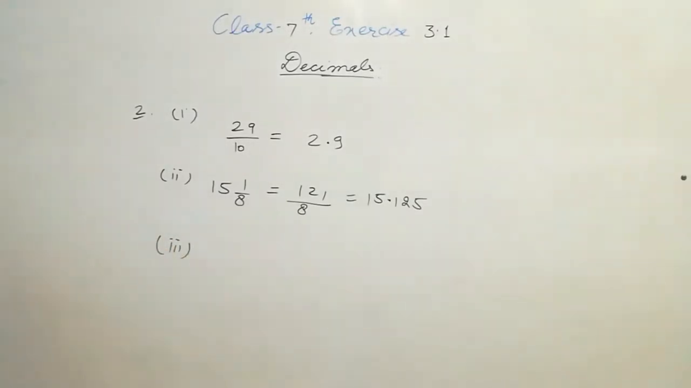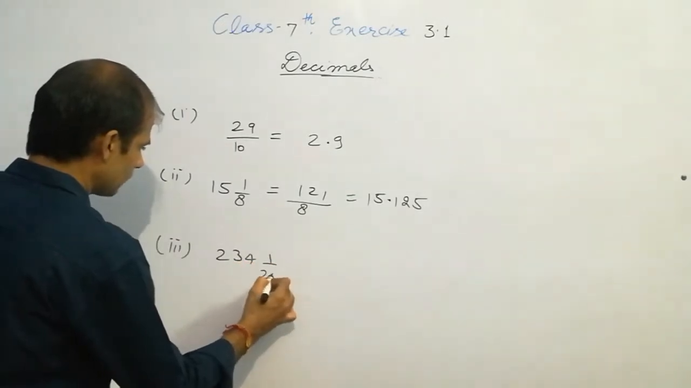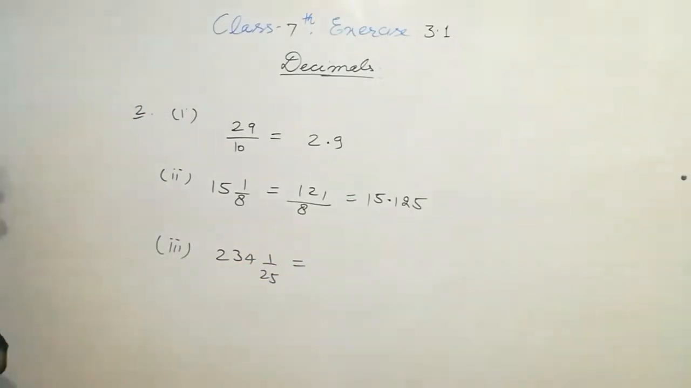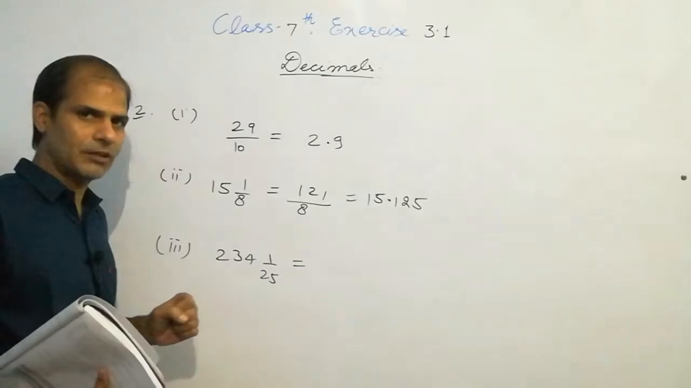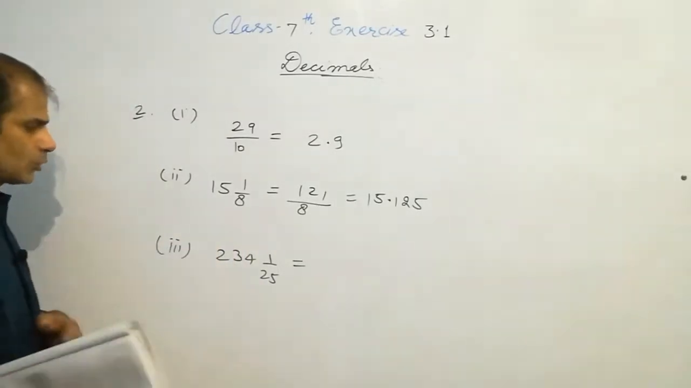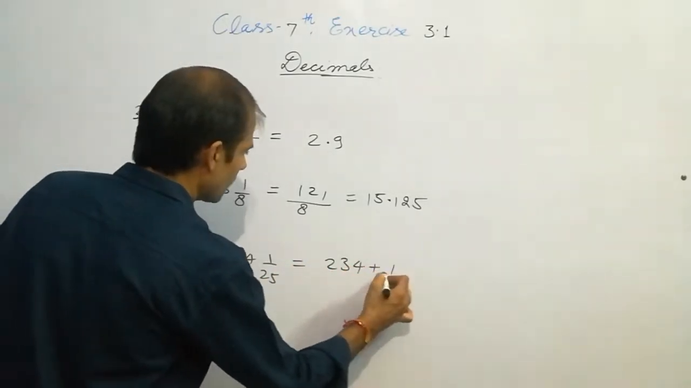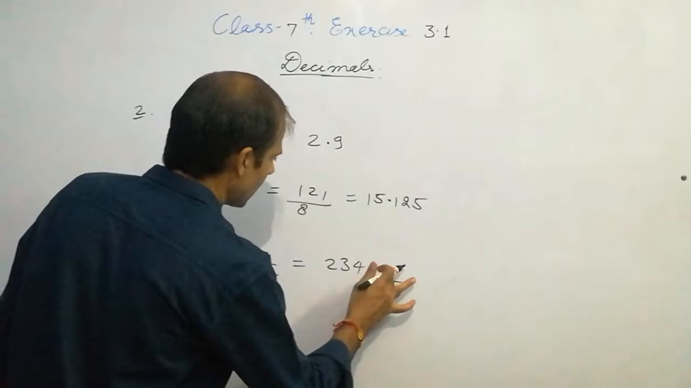Third part. Third is 23 and 1 upon 25. Now again, no need to convert this into an improper fraction. You will multiply both these and will add to 1. So take a second approach. It is 234 plus 1 upon 25.